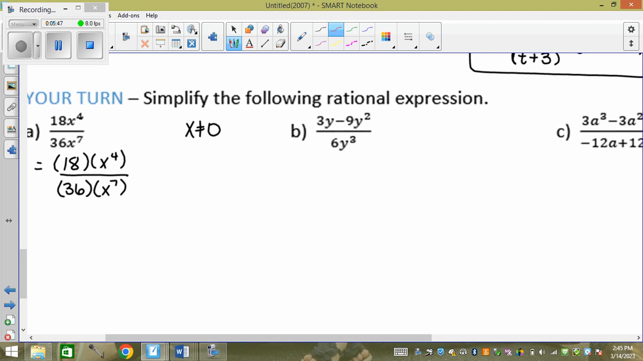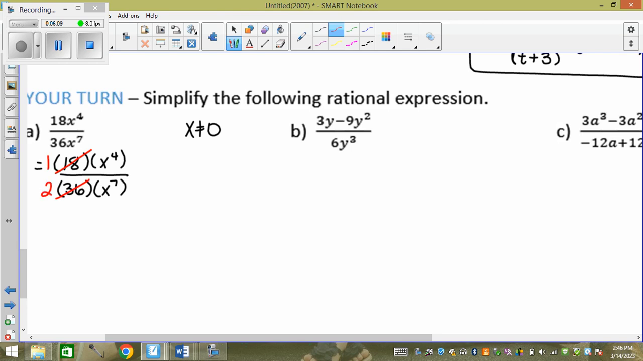So, if we look at the 18 and the 36, and the reason why x can't equal 0 is x to the 7 is just x times x times x times x times x times x times x. Well, all of them wouldn't be just that, it can't equal 0, right? So, 18 and 36, I can take out an 18. 18 divided by 18 is 1. 36 divided by 18 is 2.